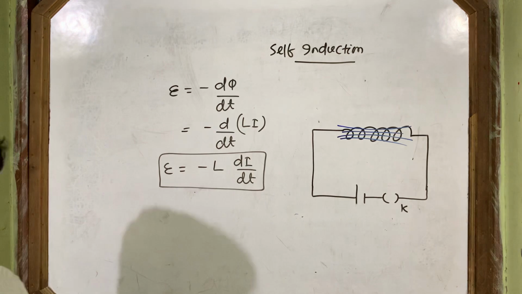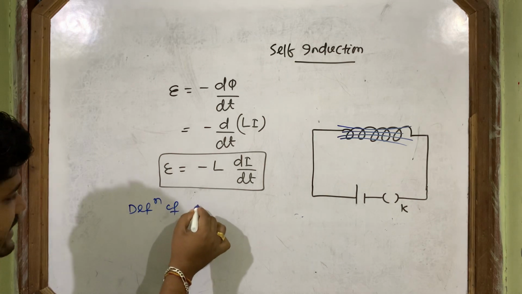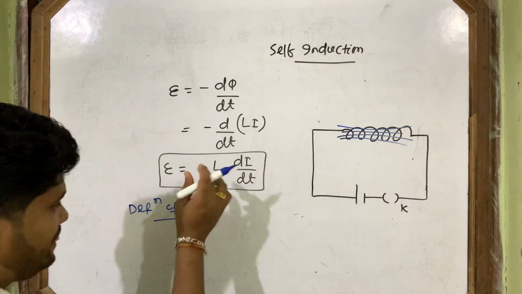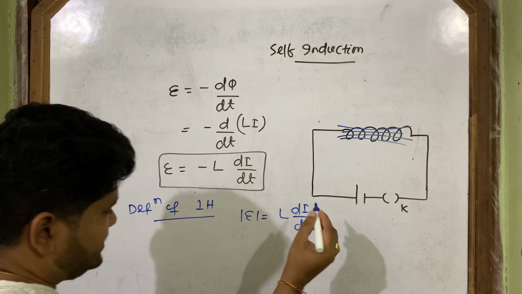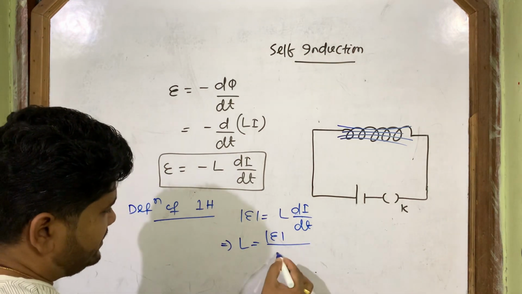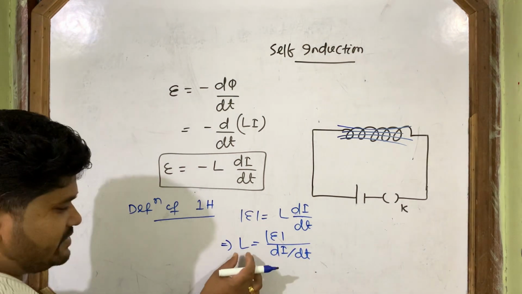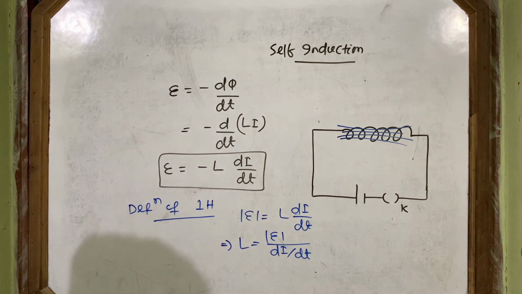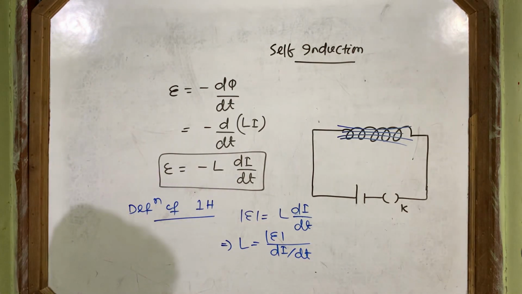From this formula, we can also derive the definition of 1 Henry. How do we bring the 1 Henry definition? Taking the modulus to remove the minus sign, E mod is equal to L di by dt. So L is equal to E mod divided by di by dt. If L is 1 Henry, E is 1 volt and di by dt is 1 ampere per second.